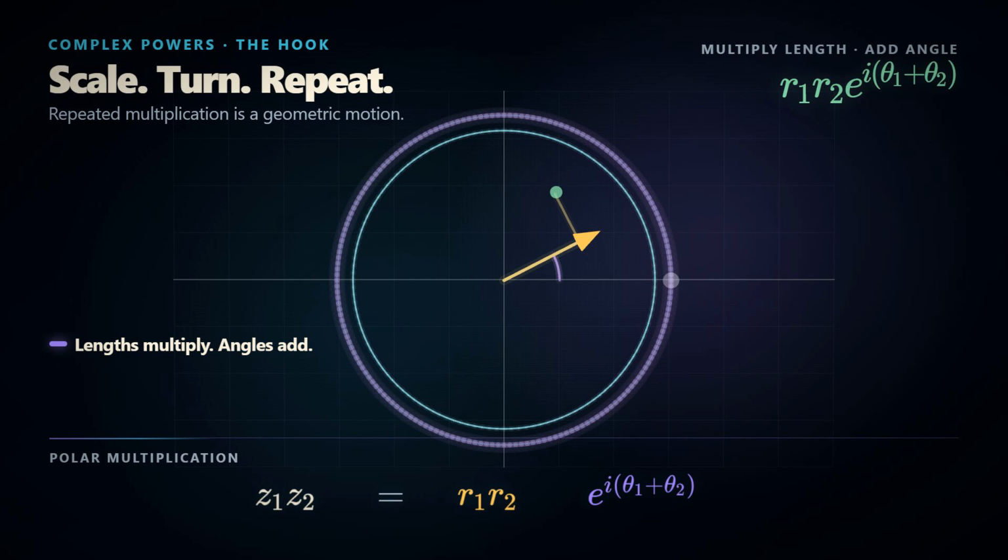Multiply two polar arrows. Their lengths multiply and their angles add. Stretch first by r1, then by r2, and the total stretch is r1 r2. Turn first by theta 1, then theta 2, and the turns accumulate. Repeat one identical multiplier. Every copy contributes another scale and another rotation. A positive integer power is repeated complex multiplication.